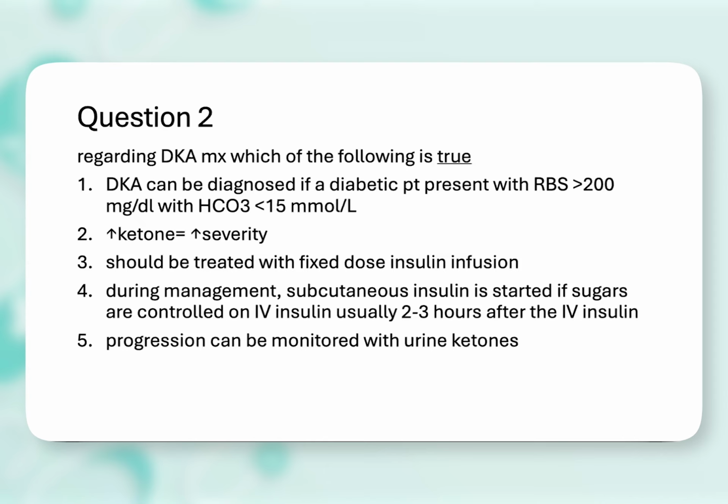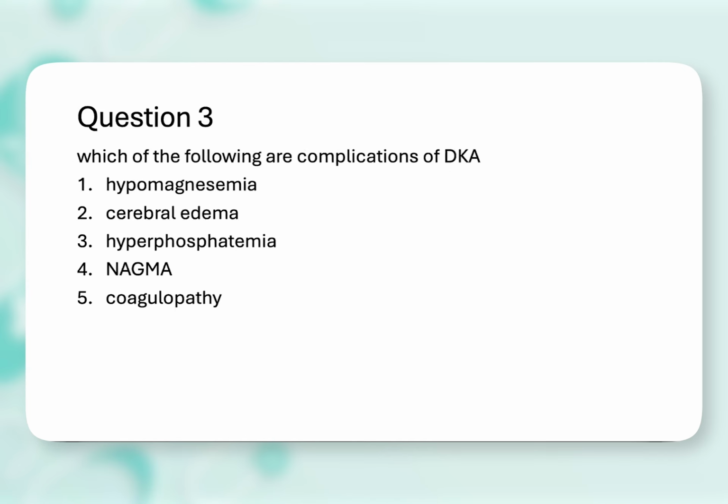During management, the IV to subcut insulin switchover is dependent on the resolution of acidosis. Whenever the anion gap closes and the patient is about to eat, only then does the switchover occur. If the anion gap is open, you cannot switch over to regular subcut insulin. And progression cannot be monitored by urine ketones because they tend to stay positive for more than a week. So only the blood ketones have to be corrected. This is based on a few conceptual things.